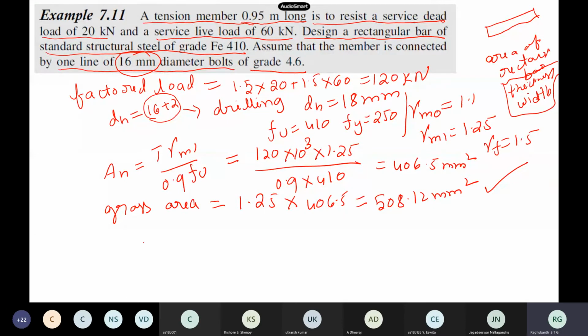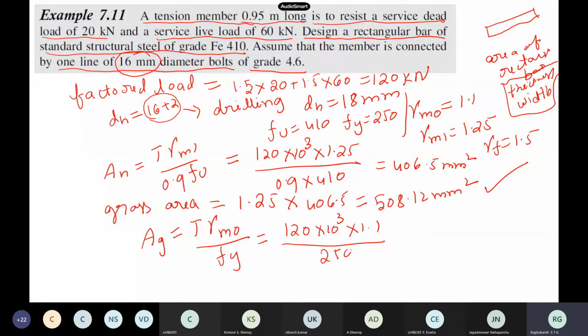Now you also find the gross area from another expression, that is from the gross yield, T times gamma m0 divided by Fy. So this also you have to do. 120 into 10 cube into 1.1 by Fy, which is 250, turns out to be 528 mm square. So now you have two gross areas. Which one will you use, 508 or 528?